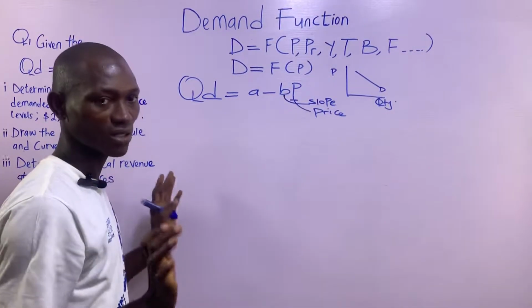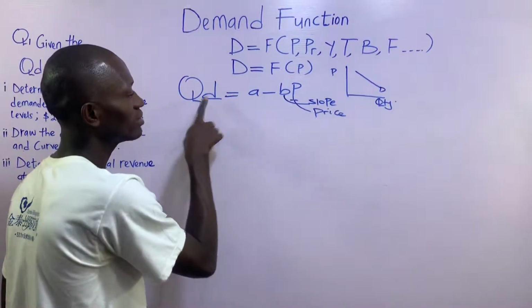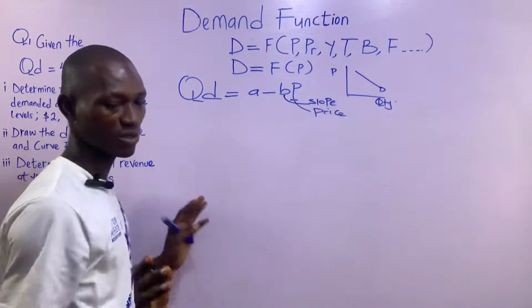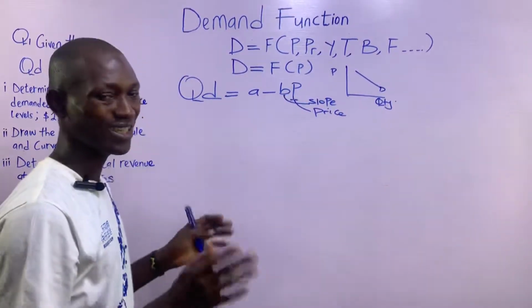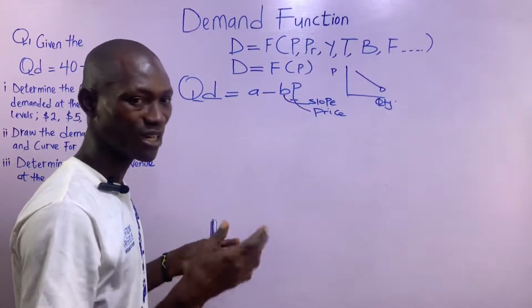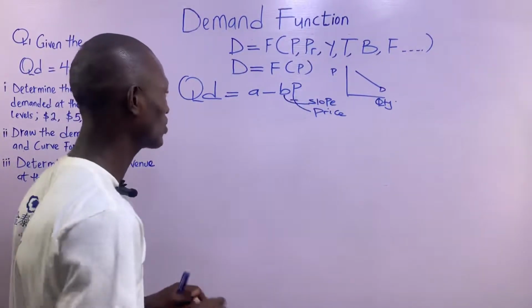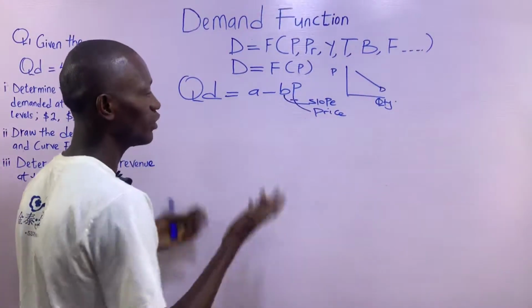I hope that is understood. Autonomous consumption, quantity demanded, B, slope, and P is the price. Autonomous consumption means their demand does not depend on the level of income, price, the number of buyers, and their demand is constant. So now I want to explain the demand function.